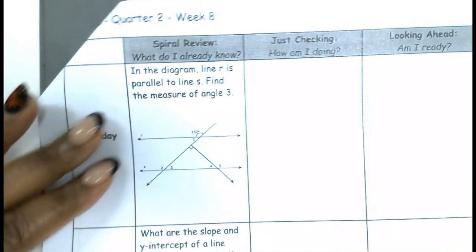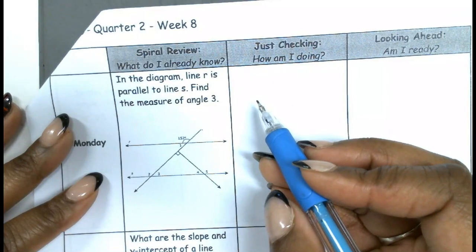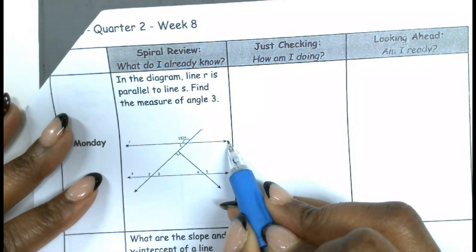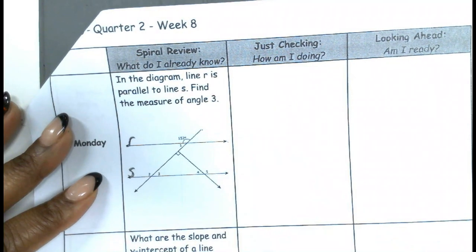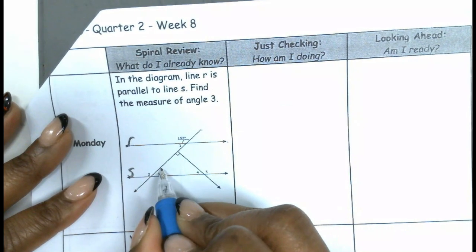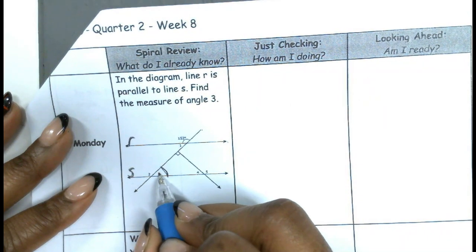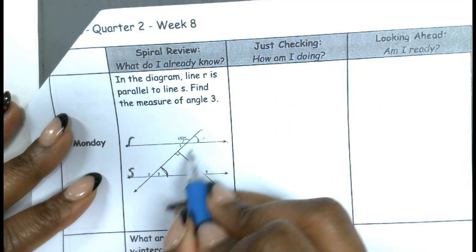In the diagram, line R, okay, line R. This is line R here. It's parallel to line S. This is line S here. They are parallel to each other. Okay. We're looking for the measurement of angle 3. So we're looking at this angle right here. So what we need to find, the angle that corresponds with it, is this angle right here. These two angles correspond, okay?